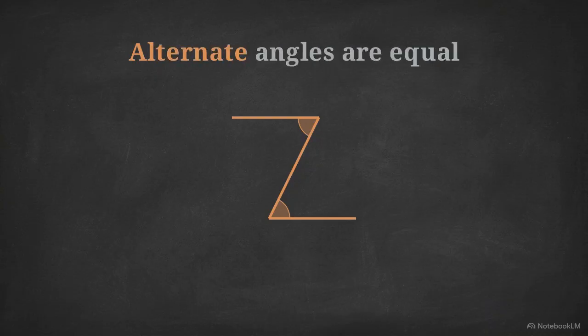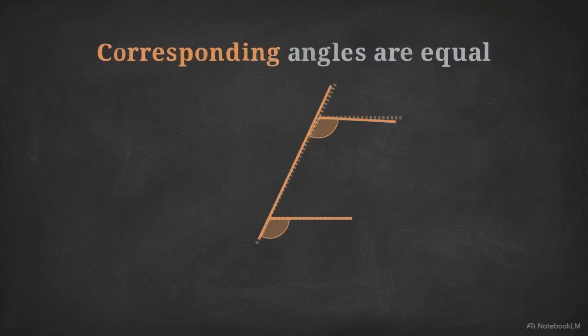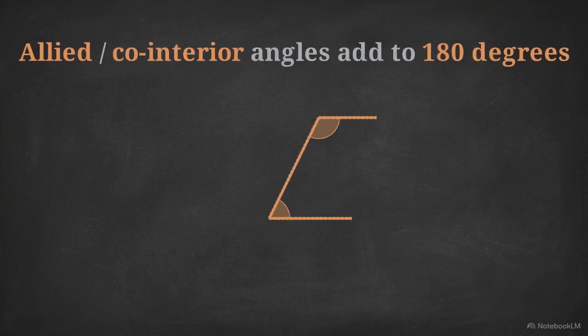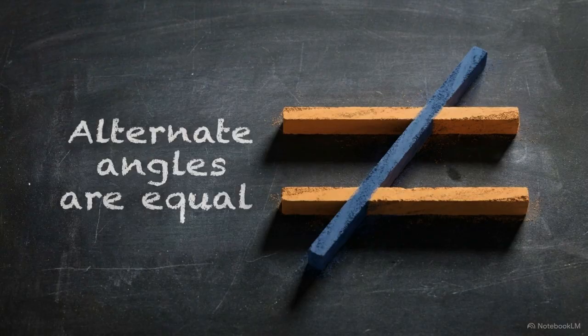When identifying a Z-shape pattern, the formal reason is alternate angles are equal. For the F shape, the phrase is corresponding angles are equal. Finally, the C shape identifies angles that instead sum to 180 degrees. These are allied or co-interior angles. These letter shapes are useful mental shortcuts, but the formal terminology is what the examiner evaluates.